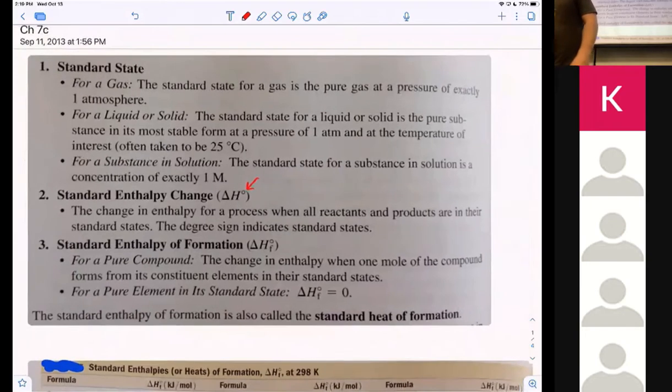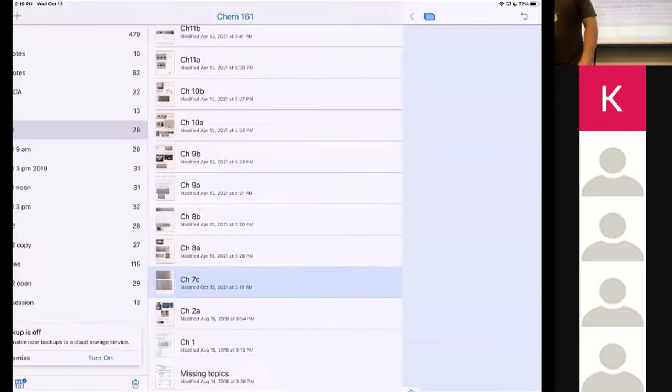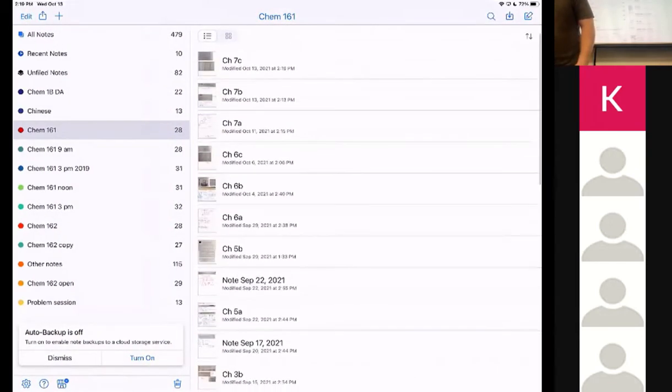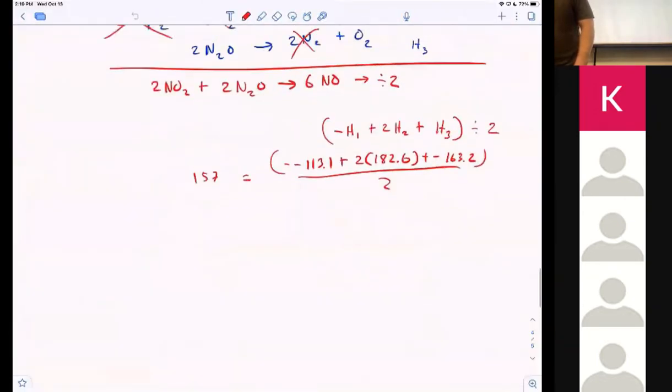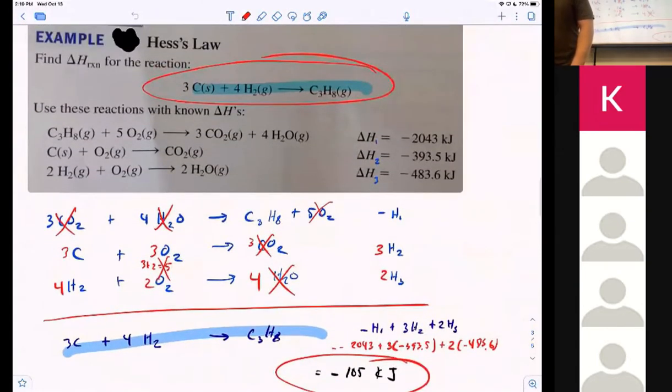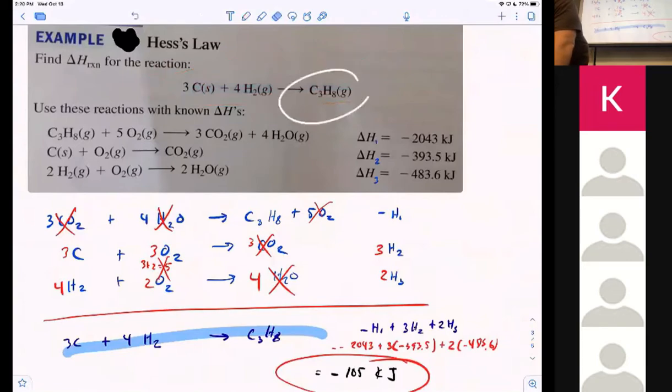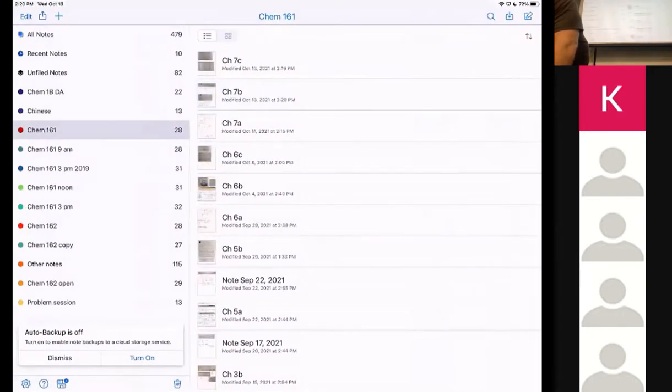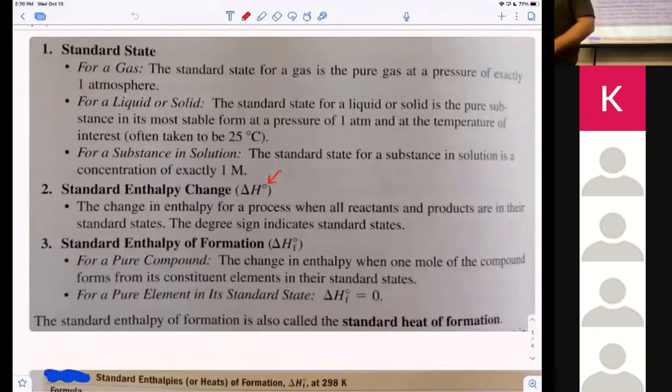So heat of formation, actually the previous lecture, well, not lecture, it's still the same lecture today. This would be the heat of formation of propane. Because here, if you look at this one, you're making 1 mole of propane from the elements carbon and hydrogen. So this would be the heat of formation of propane. And that's when we do the heat of formation.